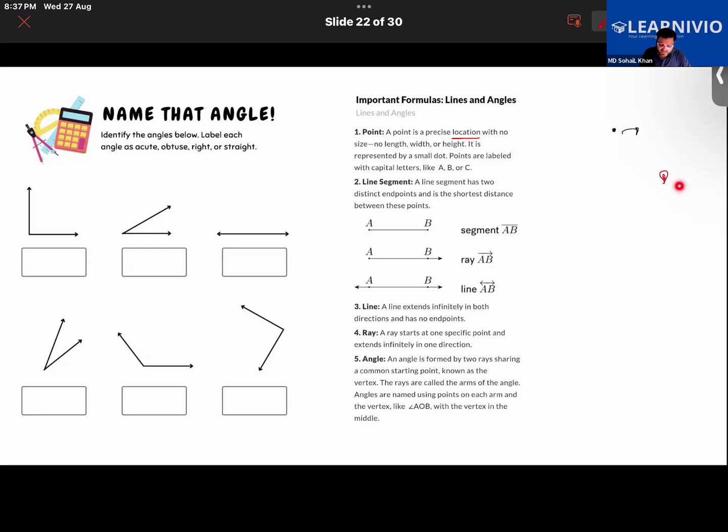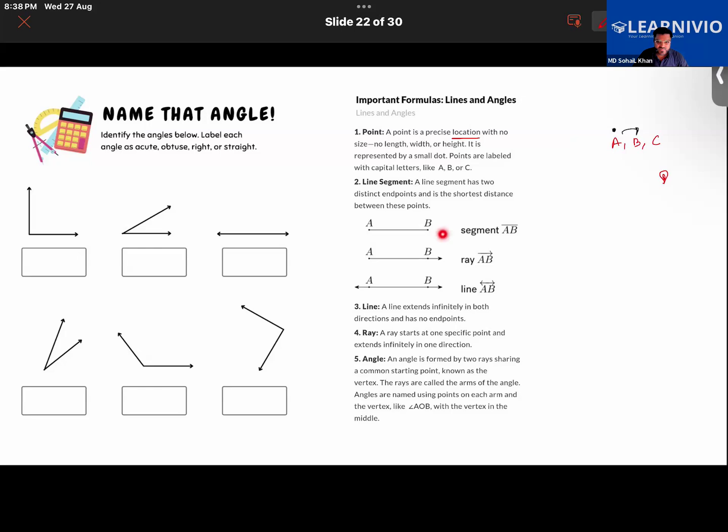Like for example, on a map, you guys must have used Google Maps, right? On a map, we see this pointer symbol. When you tap over it, the location of the given place opens. Getting it? In a similar manner, a point basically tells you about the location, but it does not have length, width, or height. It is represented by a small dot and can be named as point A, point B, or point C, like that.